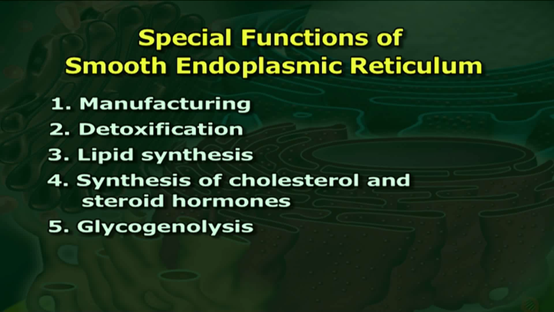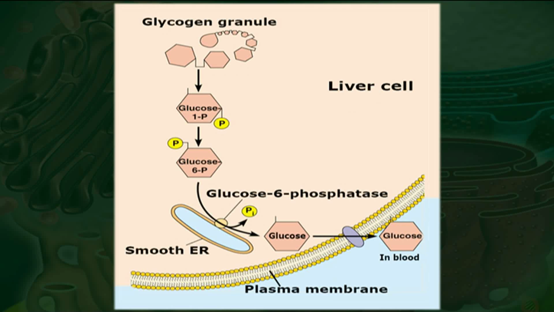Glycogenolysis is a function of SER. SER is related to glycogenolysis. It is engaged in the secretion of glucose to the exterior and is also involved in its protection from the action of glycolytic enzymes in the cytoplasmic matrix. Thus, it regulates the pathway of glucose metabolism in the cell.